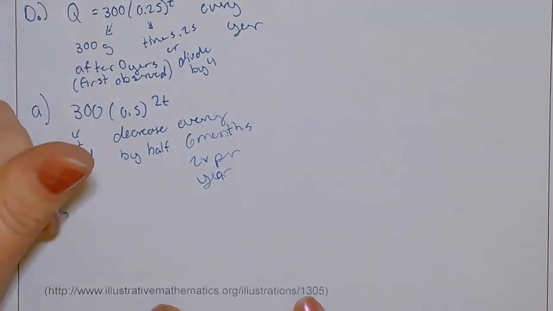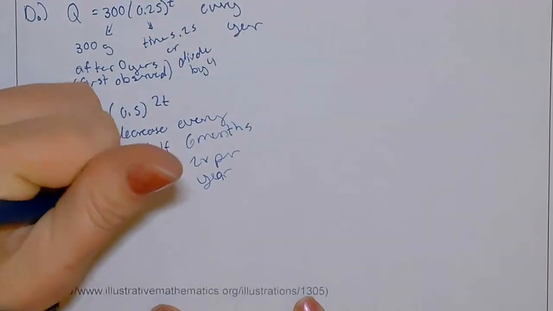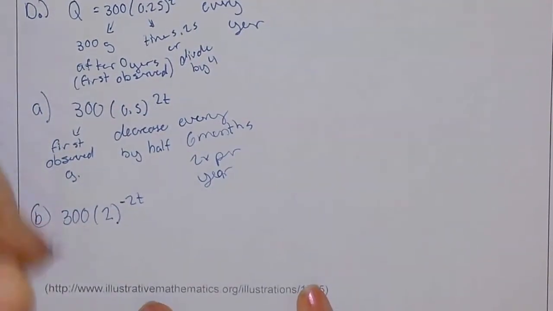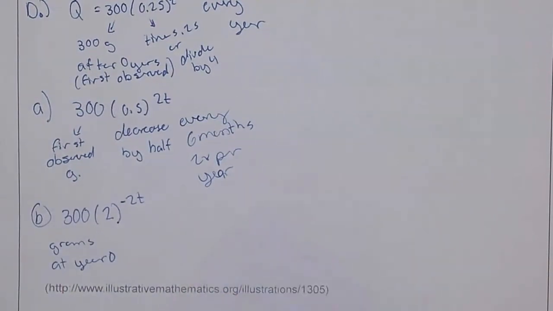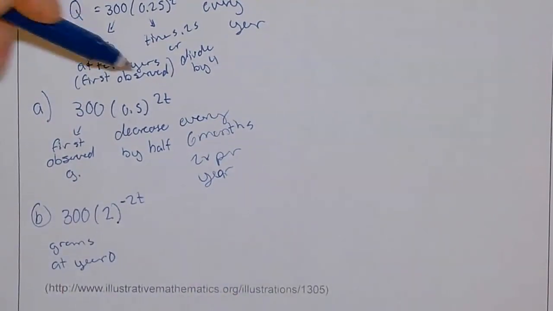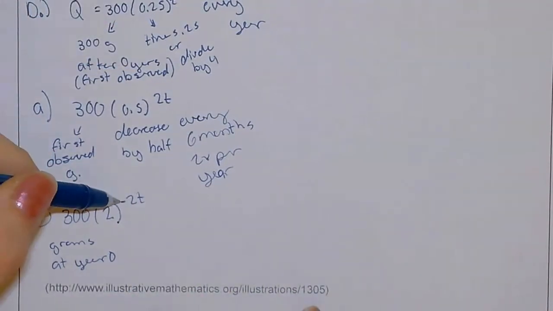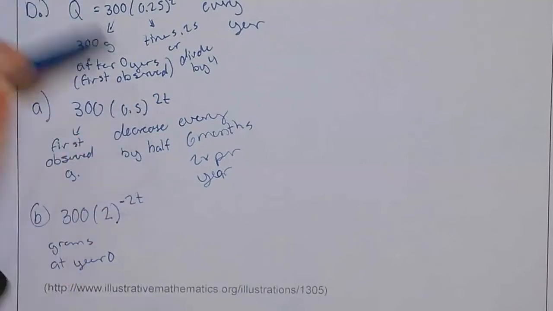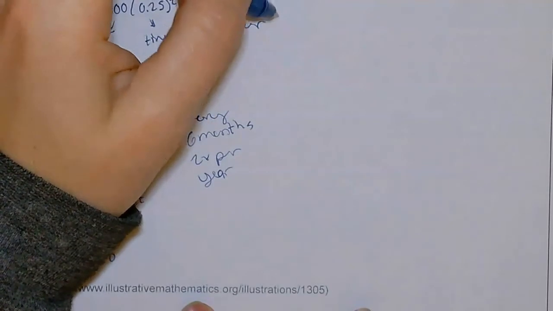All right, let's look at the next one here. Now we have 300 times 2 to the negative 2t. So that one is a little bit, okay, well, the 300 we get, that's the first observed, the grams at the start. But doubling, we know this function is not halving, it's dividing by 4. It's getting smaller, it's decaying. Why would we have a 2? That's where this negative 2 comes in. So we know this function, which we can assume is exponential, right? It's going down.